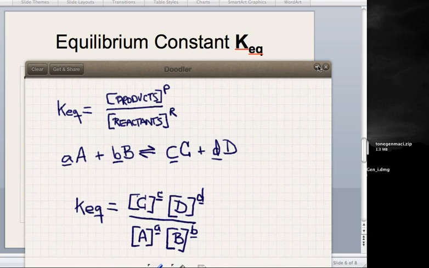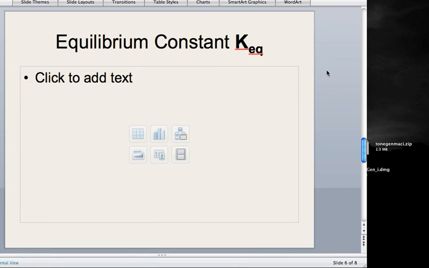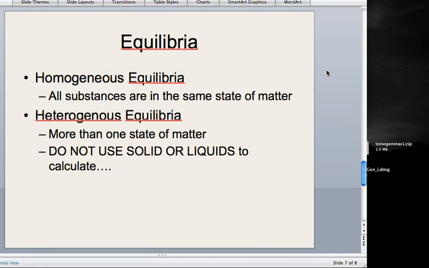Let me put this aside for a minute and go back to my presentation here. One last note as we wrap up this discussion. There are two types of equilibrium. Homogeneous equilibria, where all the substances are in the same state of matter, and heterogeneous equilibria, where we have one substance that's, say, a solid, and another one that's a gas, and another one that's aqueous. And don't forget, you never use solids or liquids to calculate your equilibrium constant.